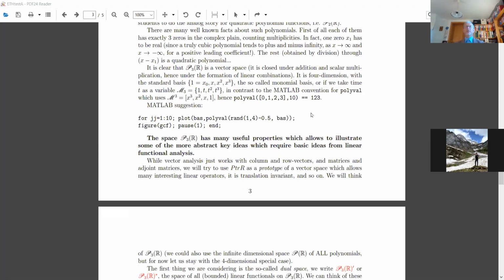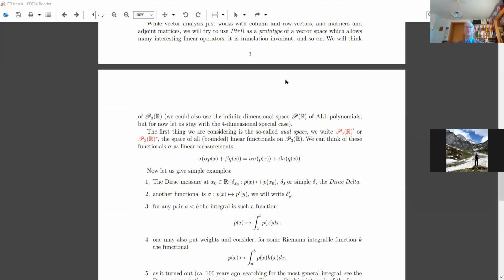Now, it's clear that these polynomials are a vector space. It's also clear that the representation is unique, and there are many other properties of these polynomials. For example, a polynomial of degree 3 has exactly 3 zeros. So this is very good because you can write it in the standard way as a product of the 3 zeros. That's actually how I will build the cubic polynomials that I will use for illustration.